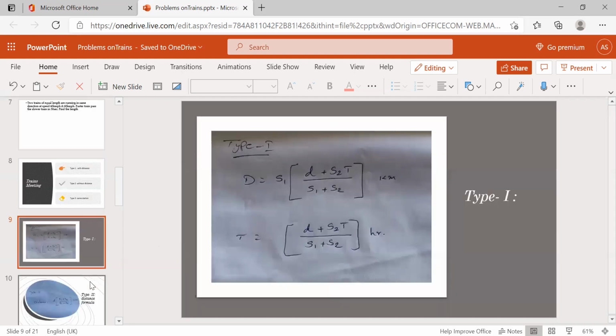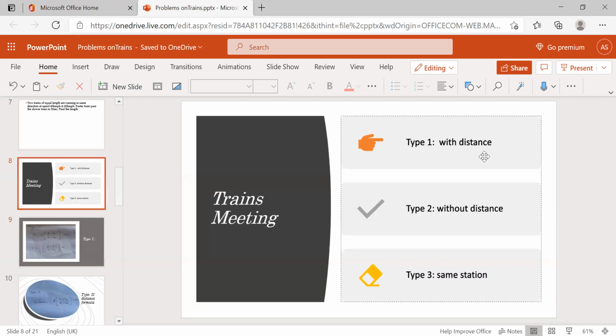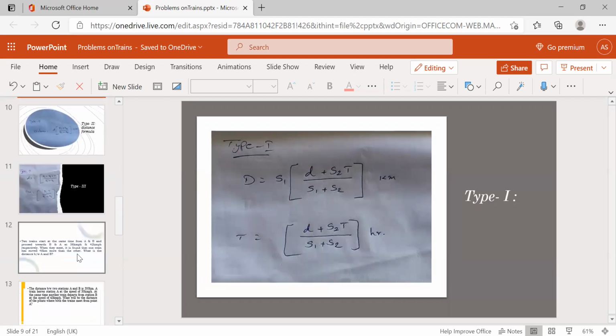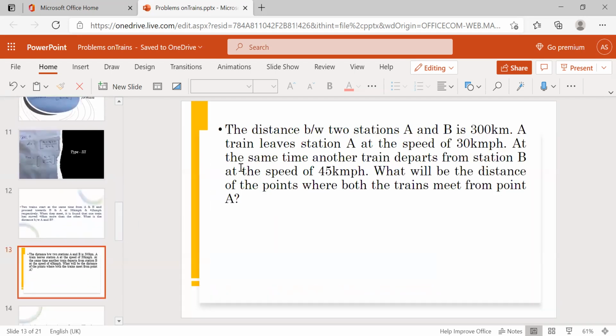Now come to type 1 first. Type 1 is with distance. For with distance, we have two formulas for finding where they will meet, how much distance from point A or point B. Suppose I give one example question, then people will understand.